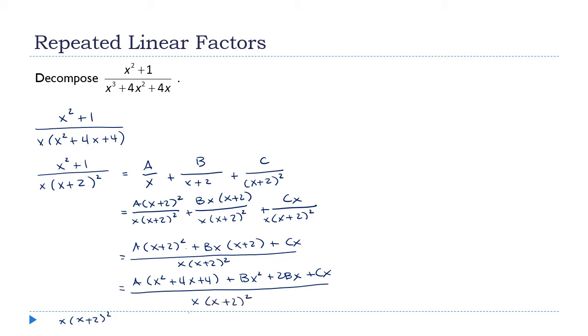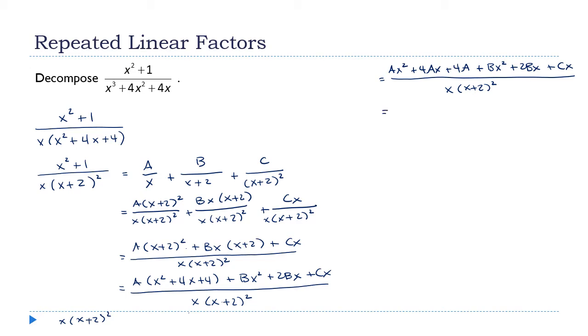Now distribute the a. Right, this is ax squared plus 4ax plus 4a plus bx squared plus 2bx plus cx. Whew. Okay, now let's group some stuff. The x squareds are still over that common denominator.